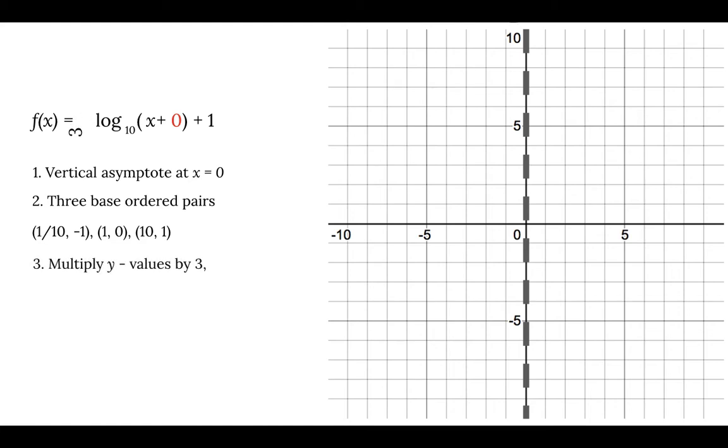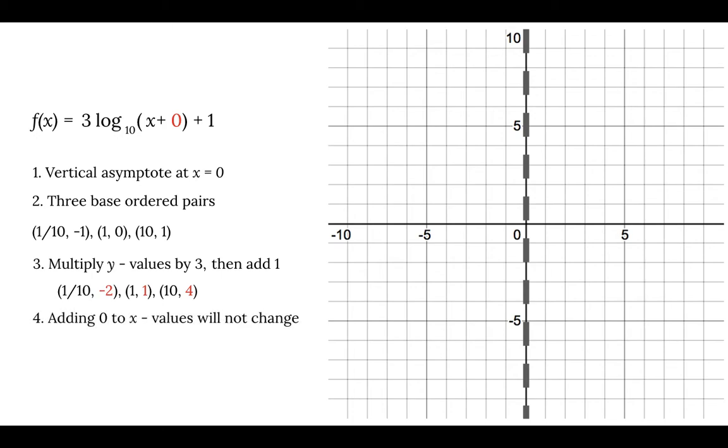Step 3, multiply my y values by a 3. So I'll go through each one of those and multiply them by 3. And then after I multiply by 3, I'm going to add a 1 to that number. So there are my new y values. Step 4, adding 0 to the x values is not going to change the values. So the numbers that you see there for your ordered pairs are the ones that you're going to plot. I plot those three ordered pairs, draw the graph, and there's the graph for 3 times the log base 10 of x plus 1.